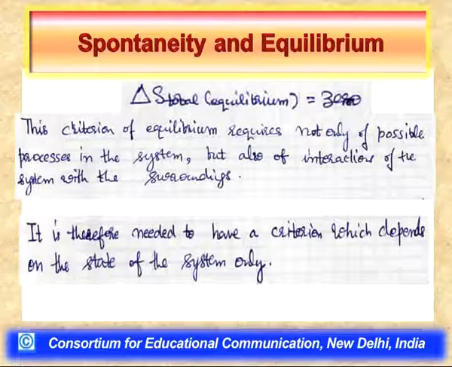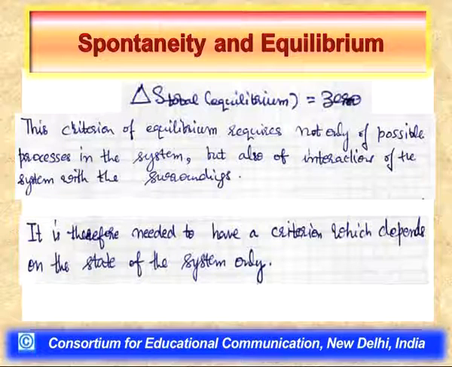But the fact of matter is that the criteria of equilibrium requires not only the possible processes. Now, if we have to make use of this relationship, that the total entropy change for an equilibrium is equal to 0 and is greater than 0 for a spontaneous process, and develop it as the criteria of spontaneity and equilibrium, then the problem with this criteria is that we need to talk not only of possible processes in the system, but also of what kind of interactions the system has with its surroundings. So, it means we need to keep monitoring the system as well as the surrounding.